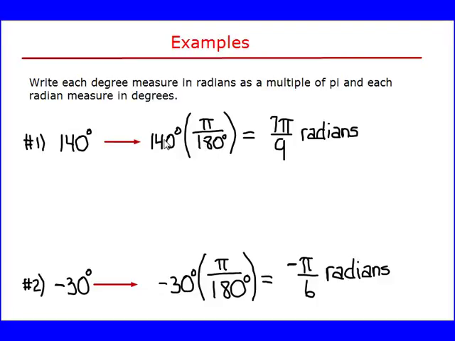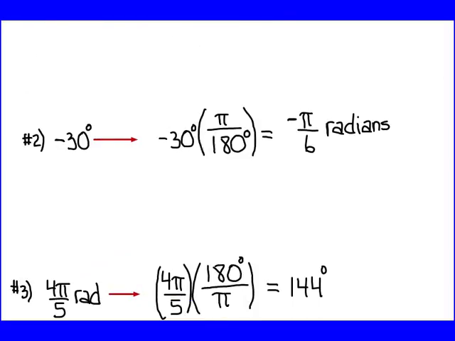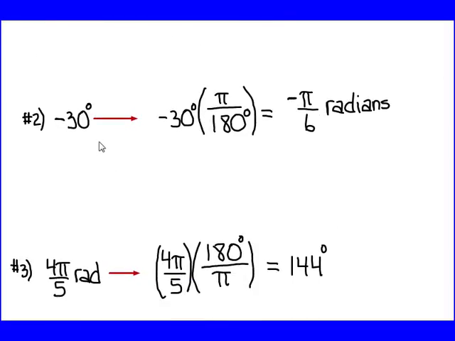So when I multiply 140 degrees times pi over 180 degrees and simplify, this is the equivalent of 7 pi over 9 radians. So that's the measure of that angle in radians. Number 2, minus 30 degrees. Once again, we're going to take minus 30 degrees, multiply that times the ratio of pi divided by 180. After simplifying, we get the ratio negative pi over 6 radians.